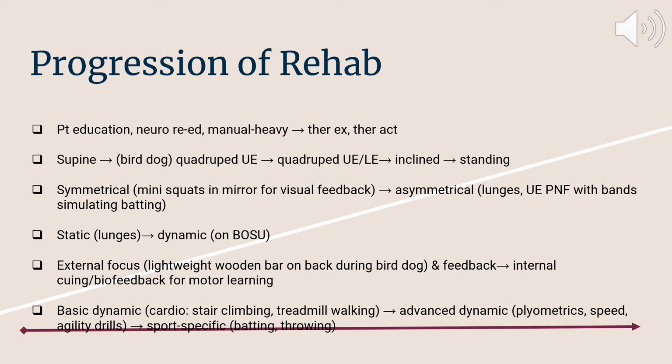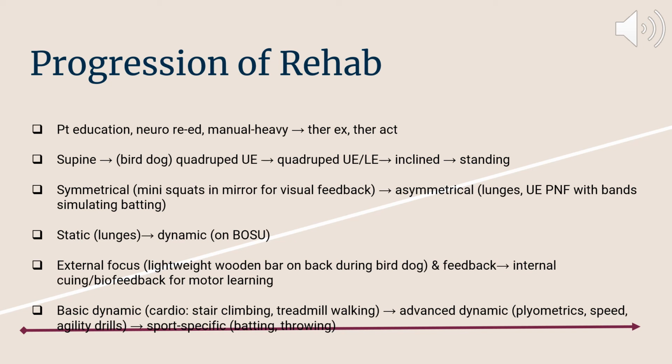Progression of rehab. So we started off with a lot of patient education, neuro-re-ed, and manual, and then we transitioned more into just Therex and therapeutic activity, more functional things. We started off in supine position, then we moved to a quadruped bird dog position, just using the upper extremities, alternating those, and then we added the lower extremities in there as well for more of a challenge. And then from supine to quadruped, we moved to inclined movements and then standing movements.